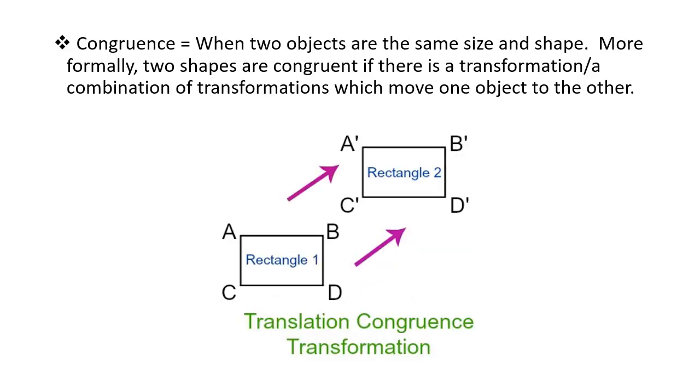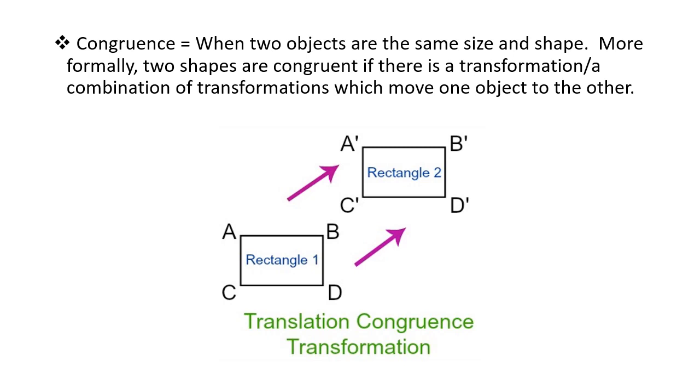So let's define congruent in a more formalized way. The book gives two definitions, the first one being an informal definition: two shapes are congruent when they are the same size and shape. Although informal, for the most part it does the job. The more formal definition is to say that two shapes are congruent if there is a transformation or some combination of transformations which will move one object to the other.